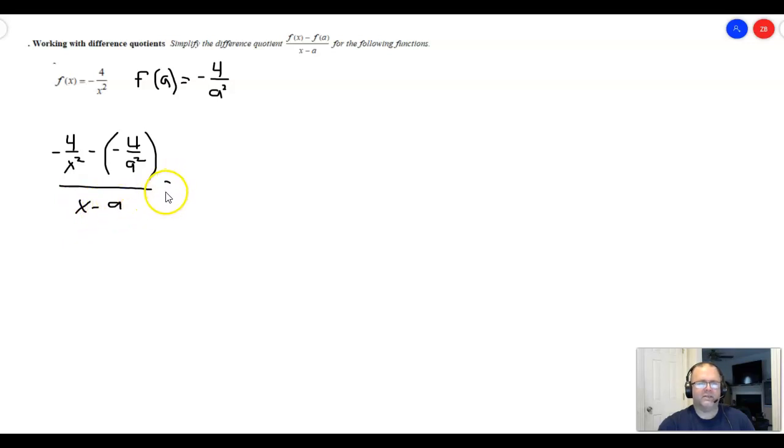Alright, so then this is going to equal, and I'm going to go ahead and distribute that negative sign. So this is going to be negative 4 over x squared plus 4 over a squared, because a negative times a negative is a positive, all over x minus a.